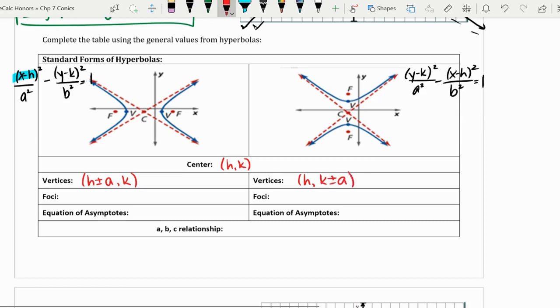The foci are pretty much identical to what we do for the vertices, but now we're going from the center pretty much into our curve. So we're going to add c to either the horizontal variable or our vertical variable.